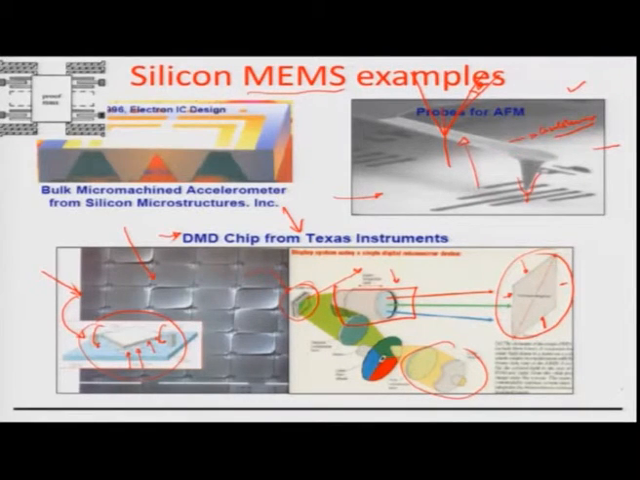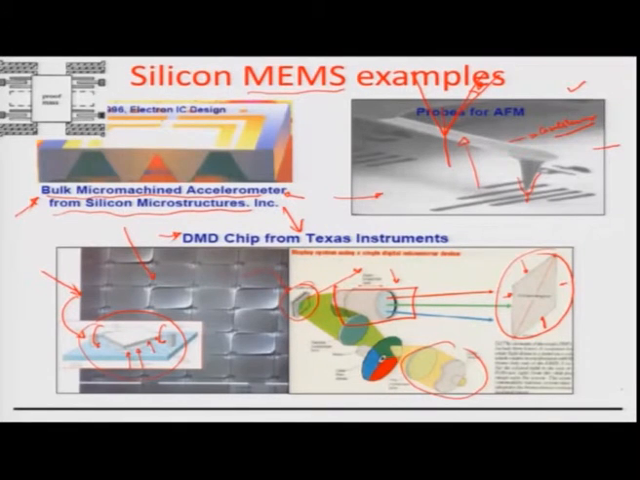There is yet another example which is very commonly used in all safety devices mounted within automotives, and this is the bulk micro machined accelerometer from Silicon Microstructure, a company which was formulated to address this issue of airbag actuation within automotives. In this particular example, in the accelerometers, there is a proof mass, and if I looked at sectionally how this proof mass would look, it is something like this.